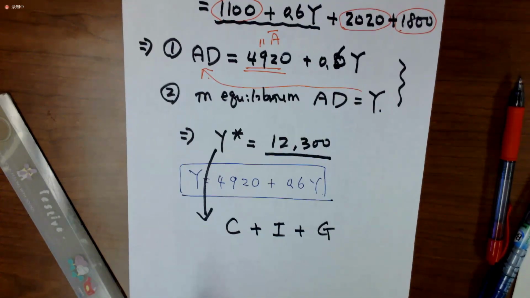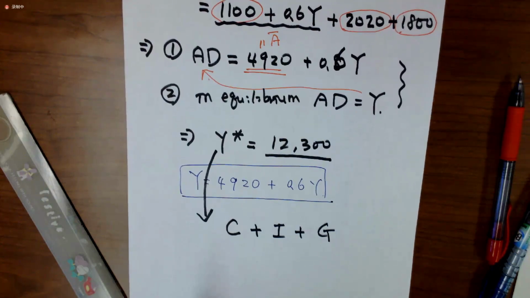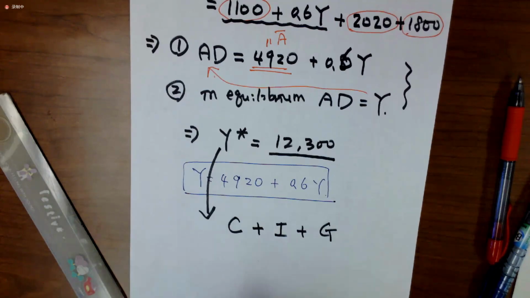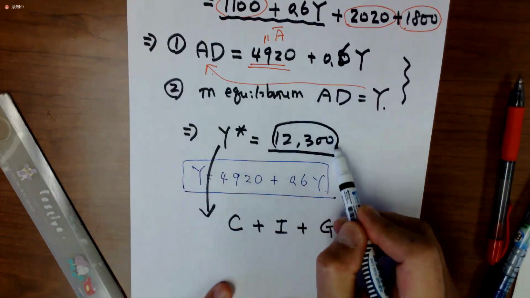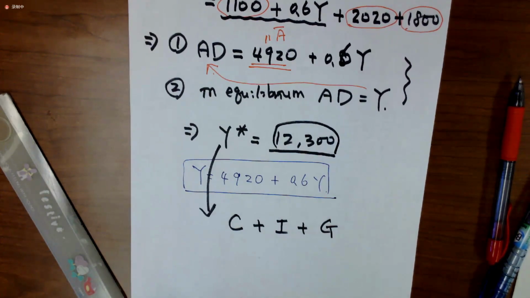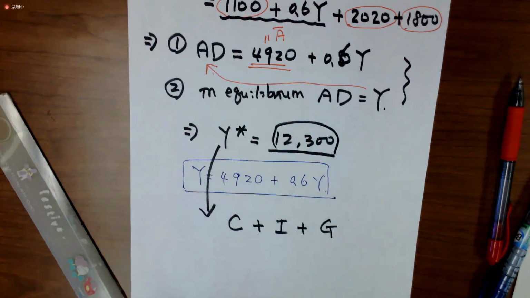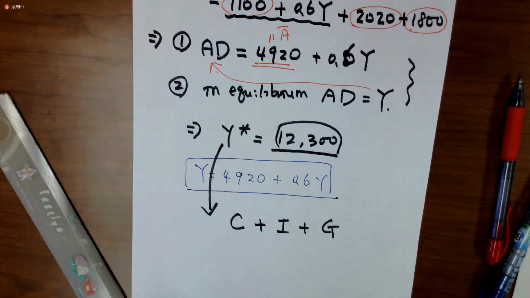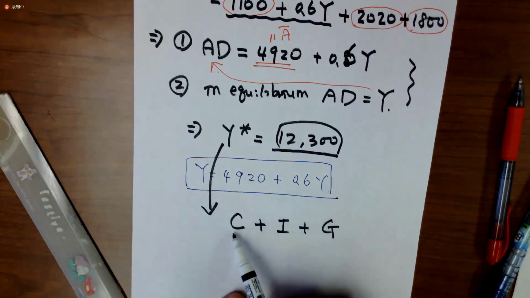Did you see that in the second last row, when the income is equal to 12,300? In the second last row, y is equal to exactly our equilibrium output, 12,300, right? Good. Then read out for me.